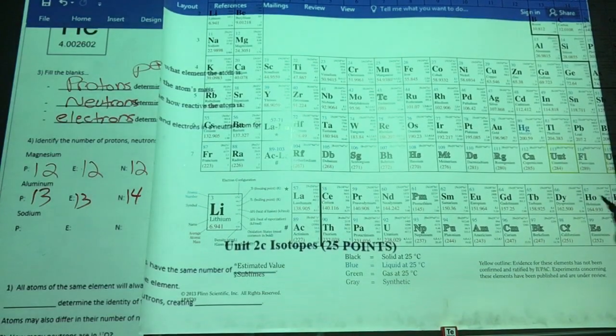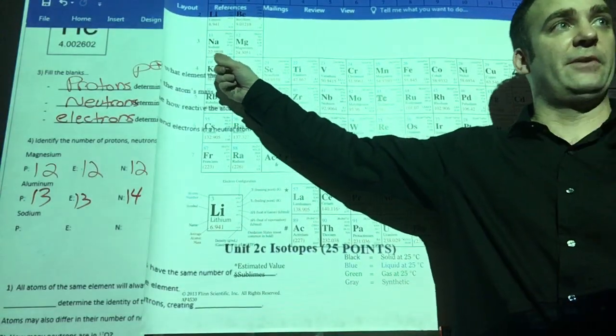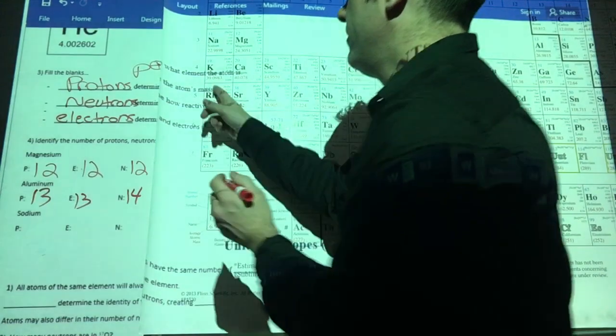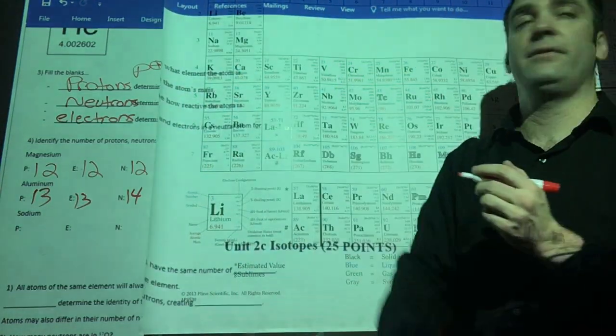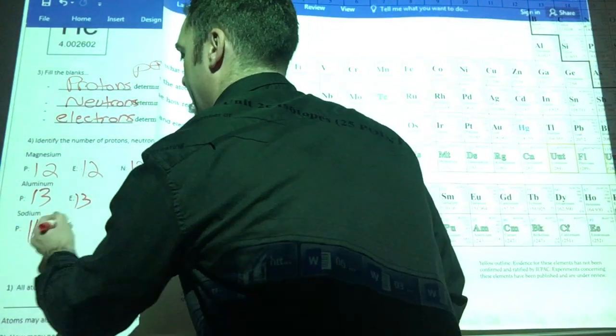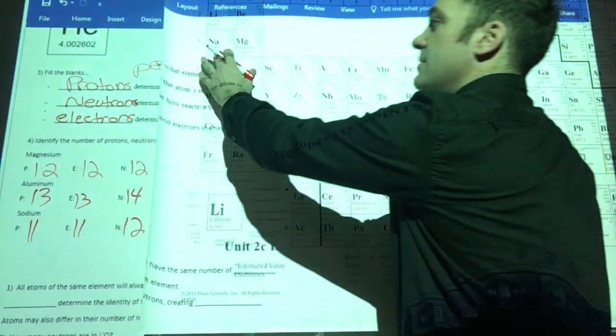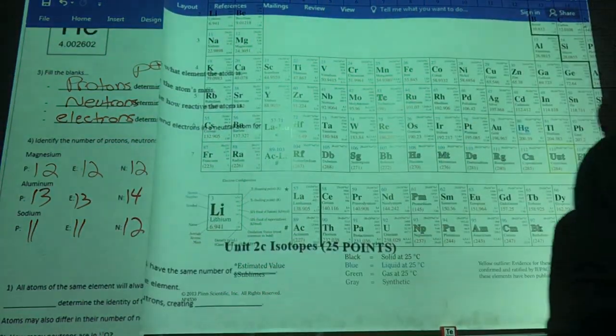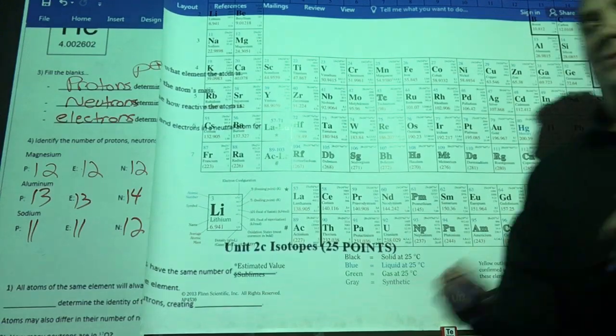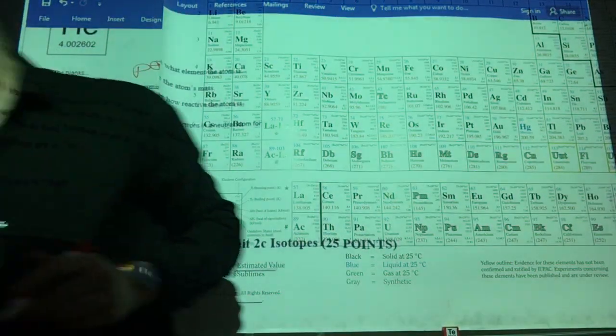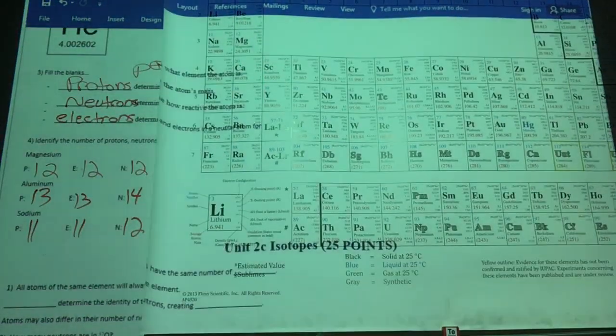All right, one more. Anyone want to try sodium? What do you got? 11. Sodium. Yep. 11, 12. Sodium rounds to 23. 23 minus 11 is 12. Protons and electrons are the same. All right, almost done.